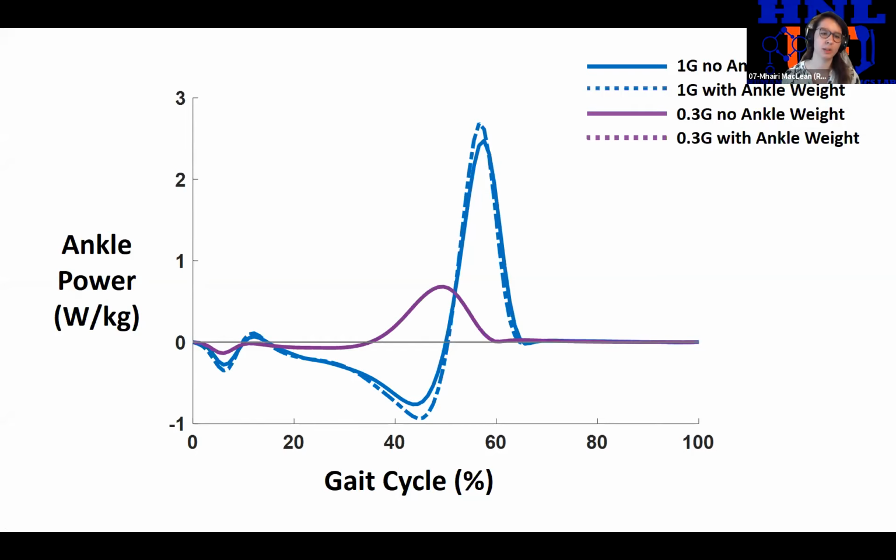Now in purple is 0.3 gravity, so roughly 70% of the body weight supported. And there is a huge decrease in that ankle plantar flexor push-off power. When you add ankle weights, there's actually a pretty large increase in plantar flexor power at low gravity.